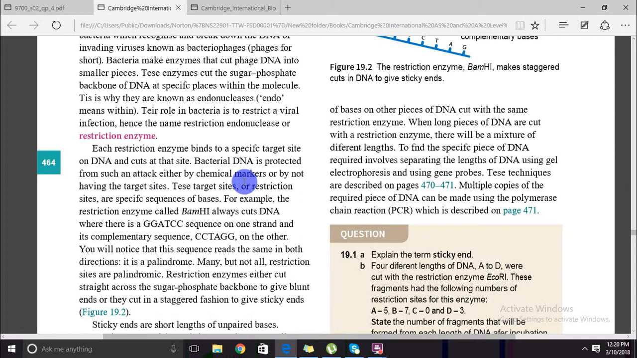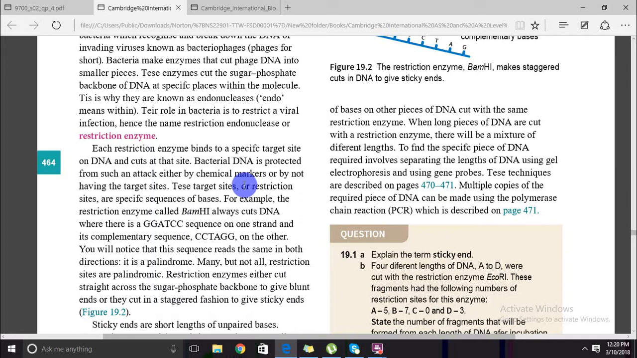So the reason I'm writing this down is because to me it's a bit difficult to explain this particular sentiment in my own words for whatever reason. So I write stuff down which I find difficult to verbalize by myself in my own words. Bacterial DNA is protected from such an attack either by chemical markers or by not having the target sites. So if you don't have the target sites, the restriction endonucleases really cannot do anything about it.